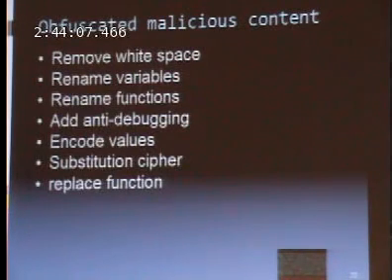So obfuscated malicious content is removing white space, renaming variables, renaming functions, adding anti-debugging measures, encoding values, multiple things to normally just scramble that code. Obviously on the malicious side of things, they're going to do a little bit more and try to add some anti-debugging measures.